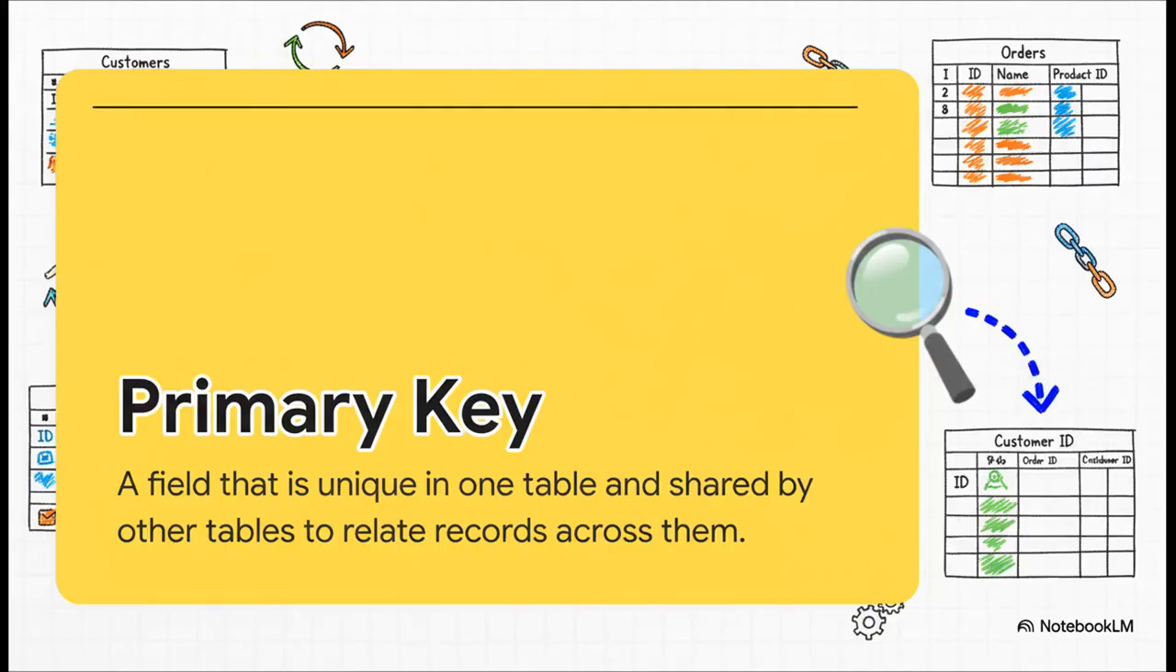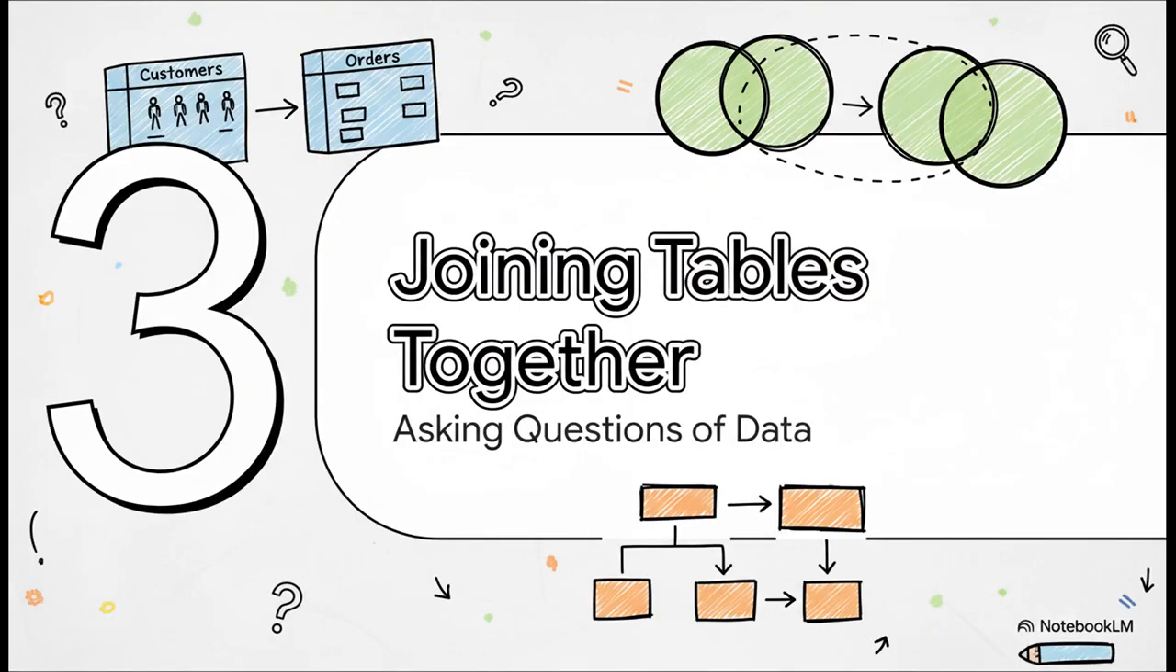But wait, you're probably asking, how do these two separate tables know how to talk to each other? That's where this little hero comes in, the primary key. Think of it like a unique passport number for each customer. That ID number only shows up once in the customers table, but we can reference it in the orders table, so we know exactly who made each purchase. It's the link.